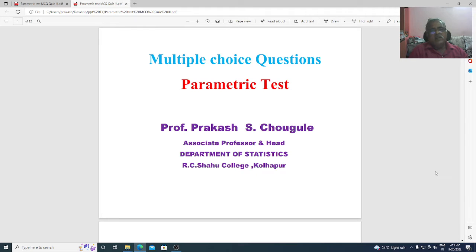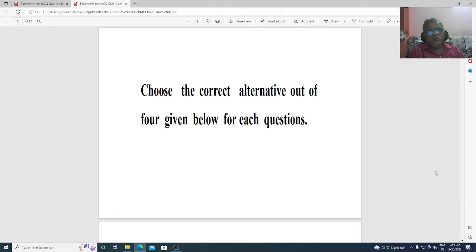Dear student, in this lecture we see multiple choice questions on parametric test. Choose the correct alternative out of 4 given below for each question.